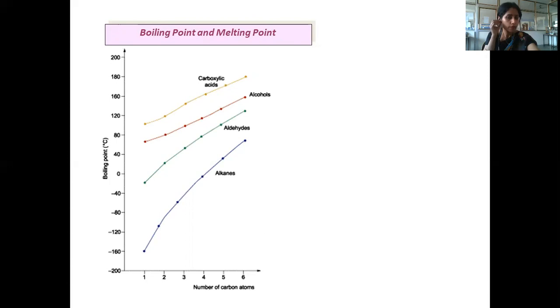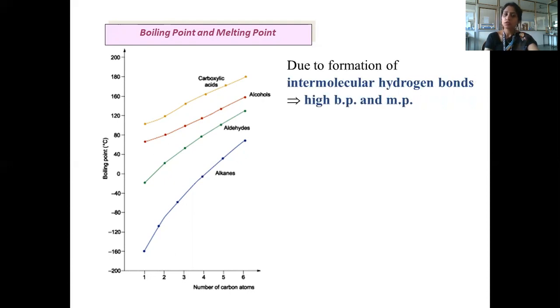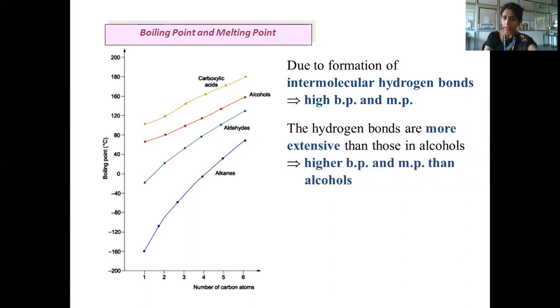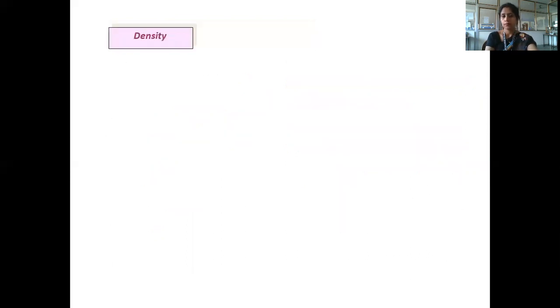If you compare the carboxylic acid boiling and melting point with that of alcohols, aldehydes and alkanes, you find that the carboxylic acids have the highest melting and boiling points. Why? Because of intermolecular hydrogen bonding, and these hydrogen bonds are more extensive than those in alcohol. That is why they have even higher boiling and melting points than alcohols.